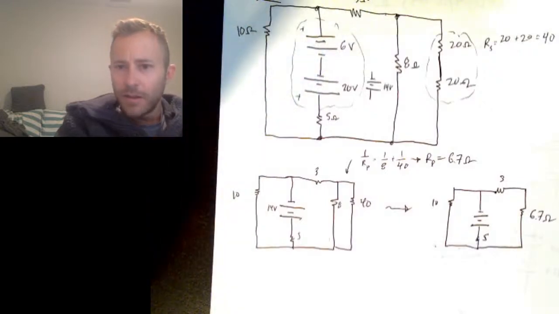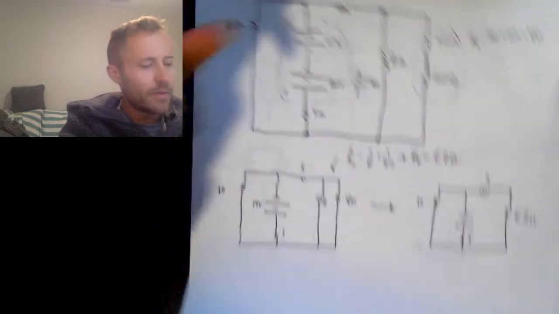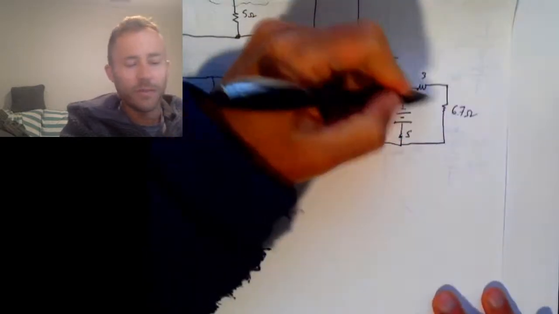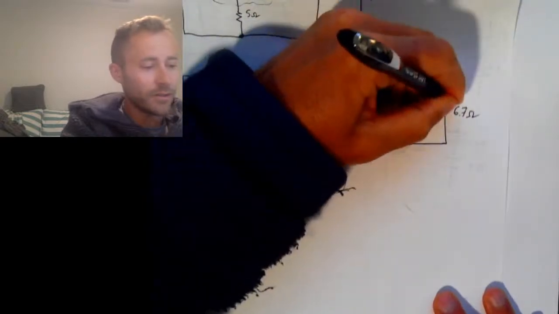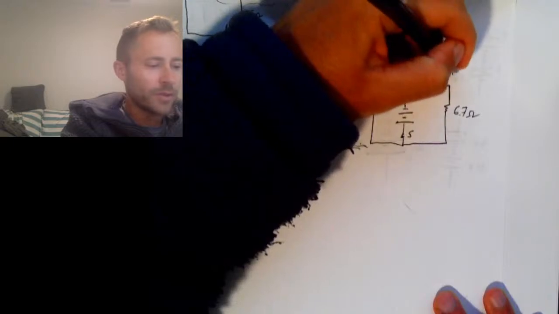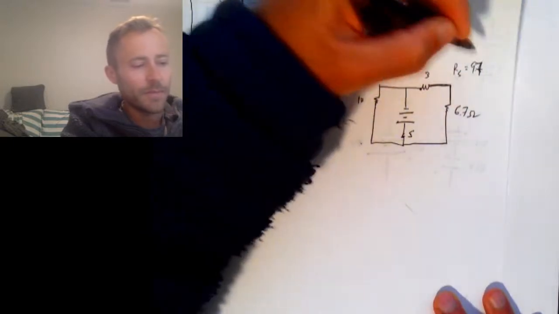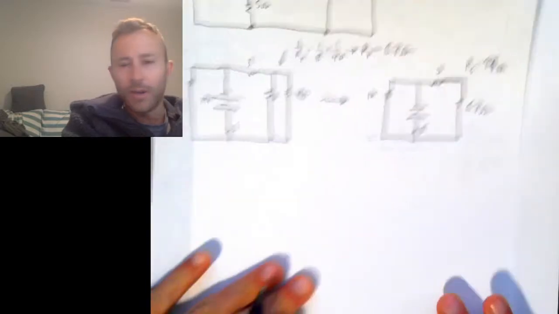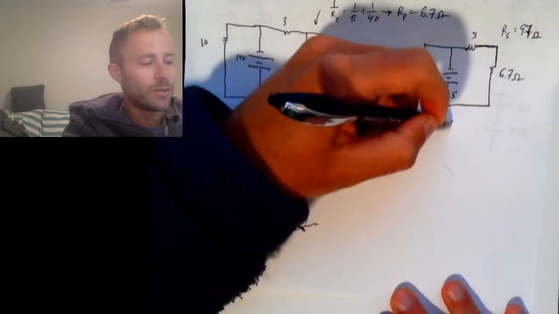Okay, now I can see that the 6.7 and the 3 are in series with each other because they are connected along this path which has no forks. So R sub S is going to be the sum of the two. That's going to be 9.7 ohms. So I can redraw the circuit, replacing these two with a single resistor.